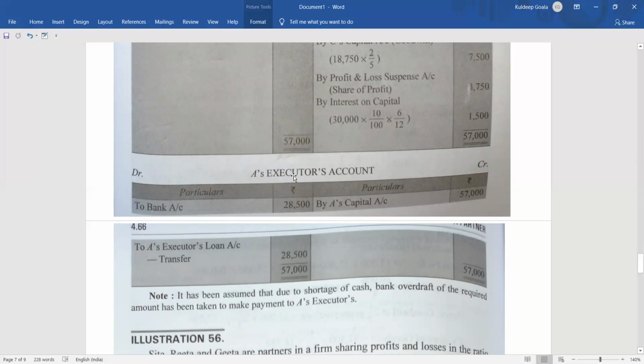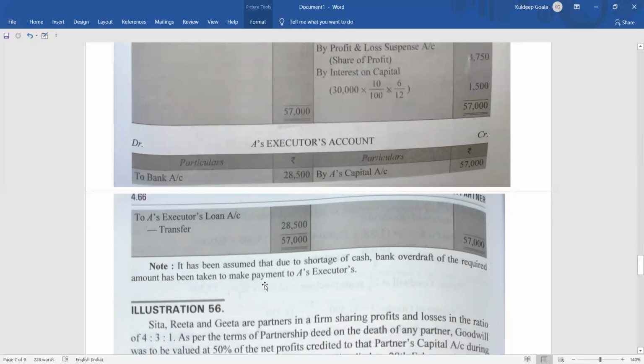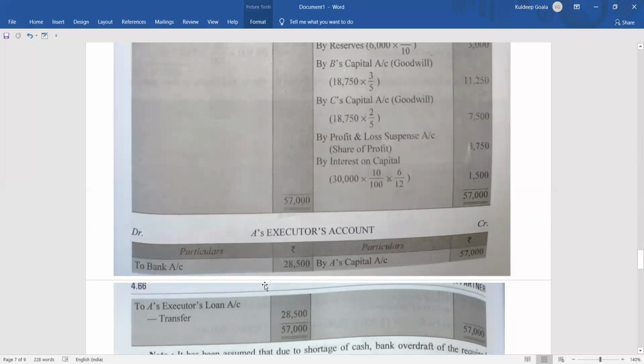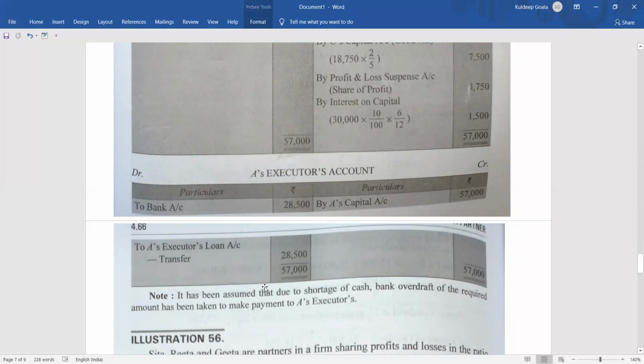So journal entry will be like this: A's executor account debit to bank account 28,500, to A's executor loan account 28,500. Clear? A's executor account debit 57,000 to bank account 28,500, to A's executor loan account 28,500. Clear? So that also you just see.